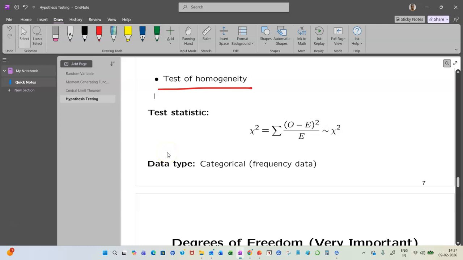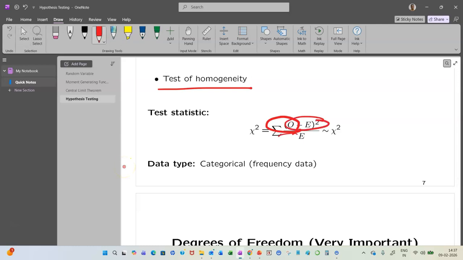So chi-square test statistic is given by sum over observed minus expected whole square by expected, which follows chi-square. So there are k categories. For each category, we know the observed value, we know the expected value from the model. So we plug them in to get the test statistic, observed minus expected whole square by expected, which follows chi-square. Categorical frequency data.